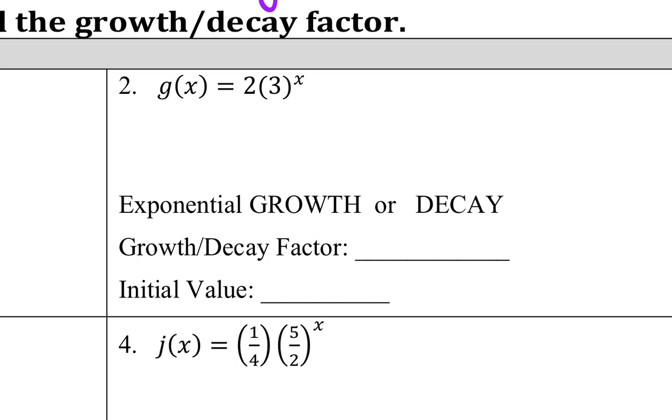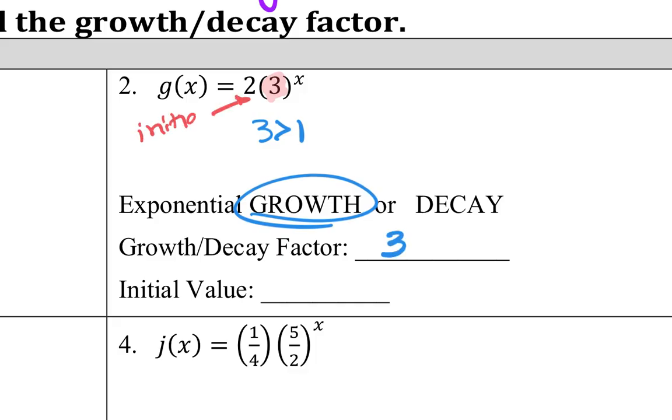All right, let's go to the next one. Let's go over number 2. You're going to do the same thing. Highlight what's in the parentheses. That determines growth or decay. Is that number greater than 1 or less than 1? Greater than 1. So is this growth or decay? Growth. Our factor is 3. Good. Initial value is always in front. 2. All right. Go ahead and finish off the last 2 without me.